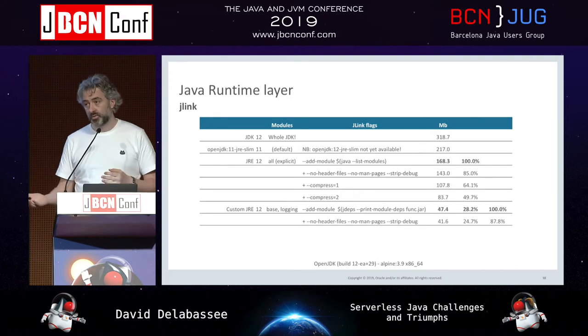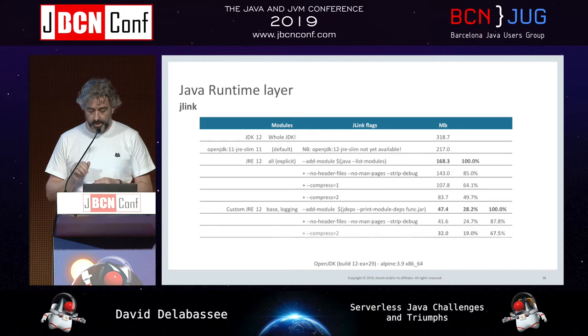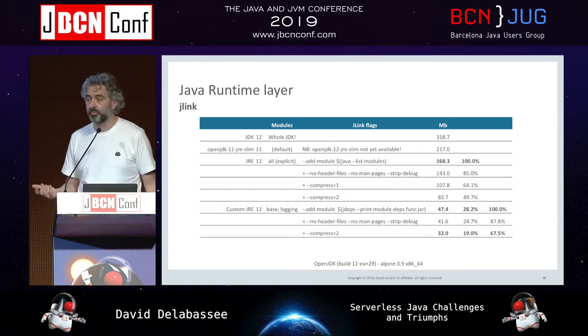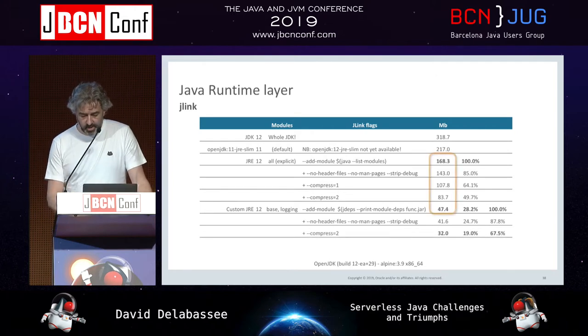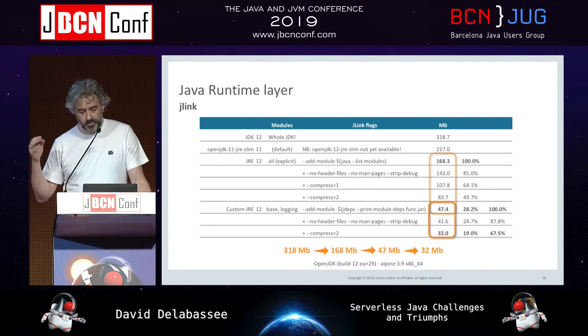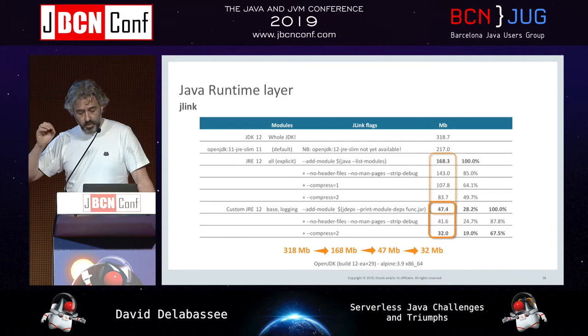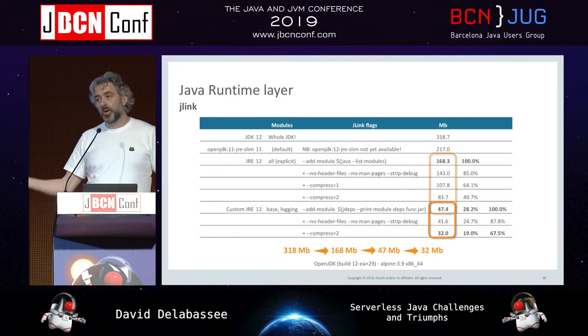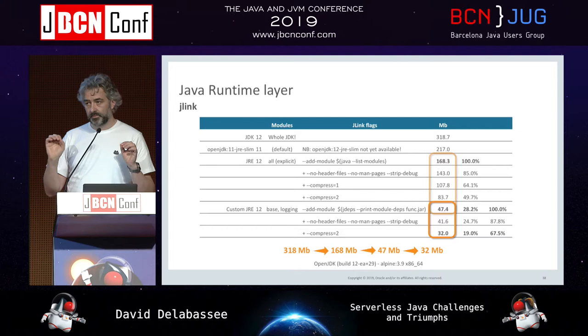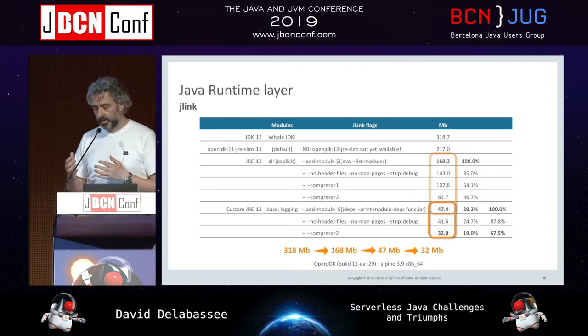Again, we have the ability to remove header files and so on, giving 41 megabytes. And then if we compress that to the max, 32 megabytes. So basically, by using jlink, we can go from 168 megabytes for a JRE that includes all the modules down to 32 megabytes. Now, given that we're talking about the startup time of our Docker image, the idea is that we want to have Docker images that are super light.